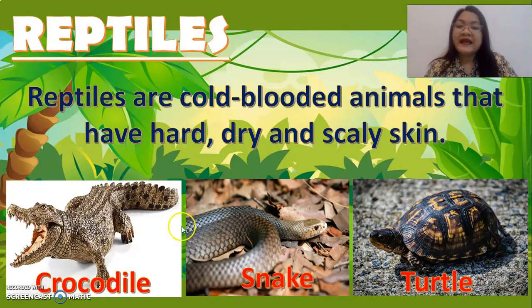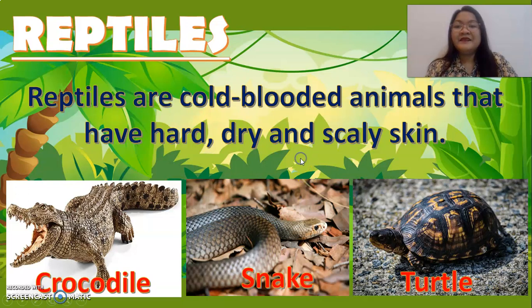So reptiles have hard and dry skin. But amphibians have soft and moist skin. So that is the difference. Reptiles have hard and dry skin. Amphibians have soft and moist skin. But amphibians and reptiles are animals that can both live on land and in water.